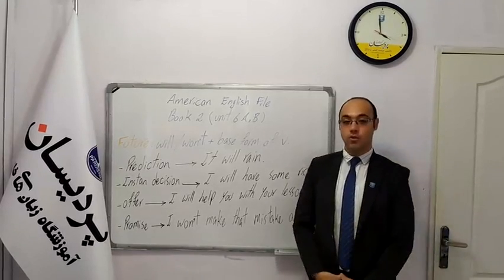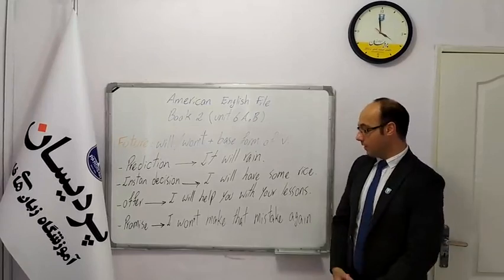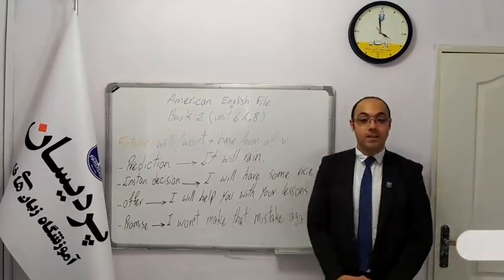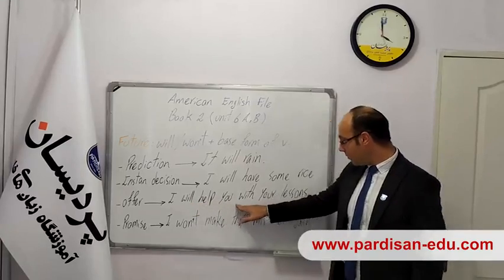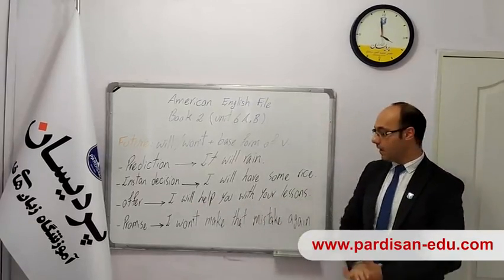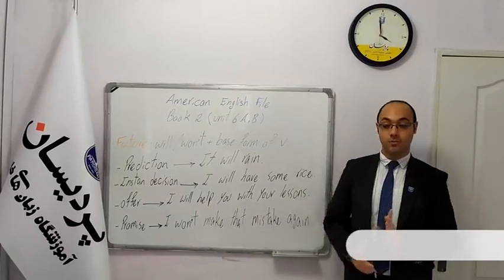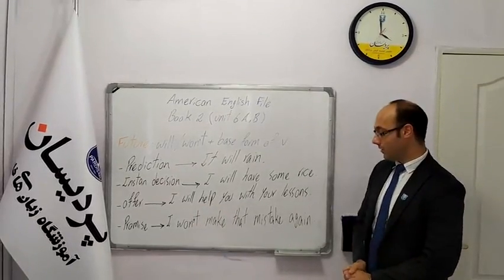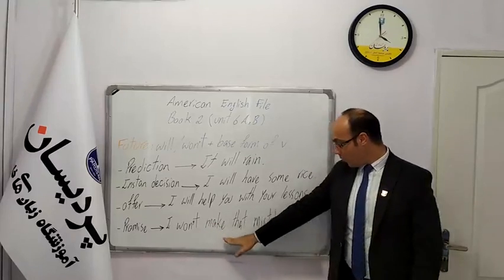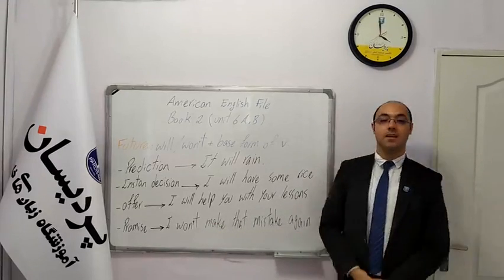For offers, you offer somebody to do something. For example, your friend needs help in his or her studies and you say, I will help you with your lessons. And last usage of will is for giving promises, making promises. For example, you say, I won't make that mistake again.